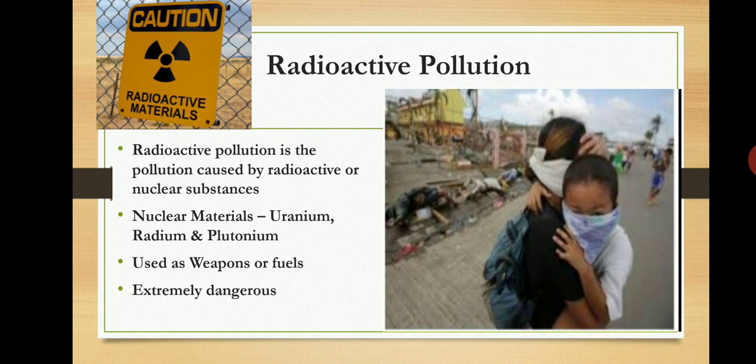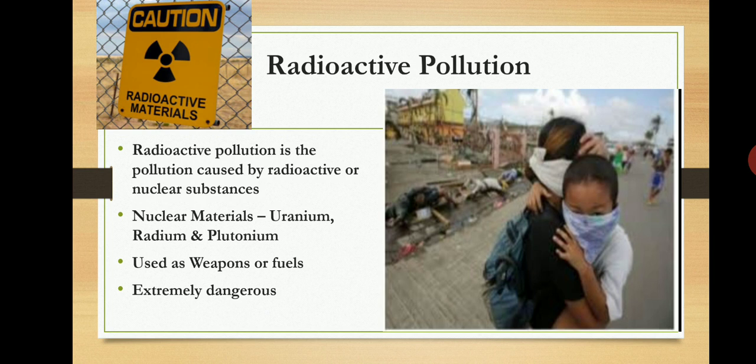Now if you have to name some nuclear materials, you will have to say nuclear materials are uranium, radium, and plutonium. Please repeat with me. Some nuclear materials are uranium, radium, and plutonium. These are the substances that are used to make nuclear weapons or fuels. Yes, they are also used to make fuels, because as an alternative to petrol, diesel, and oil, we are trying to use nuclear fuels, but it can be very dangerous, so we have to be very careful.